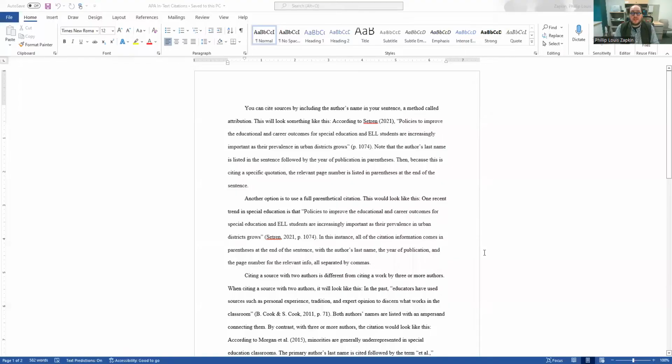There's a number of different variables that go into APA in-text citations, but I'm going to talk you through some of the most basic, the most common citation techniques in APA. So the first one is when you have a single author for a text. Now, in this case, this can be a book, this can be a journal article, whatever kind of source it is. When you have one author, you basically have two options. One is attribution and the other is a parenthetical citation.